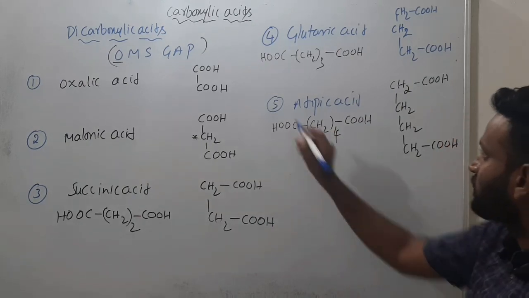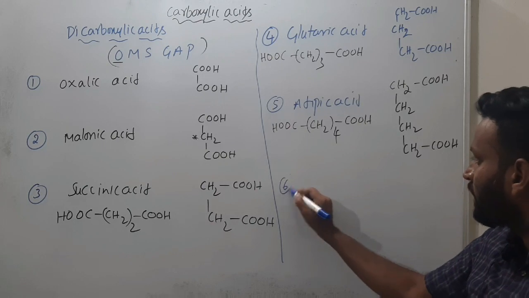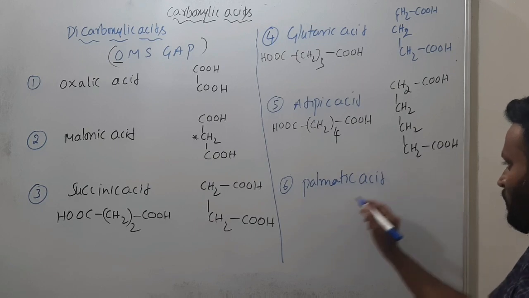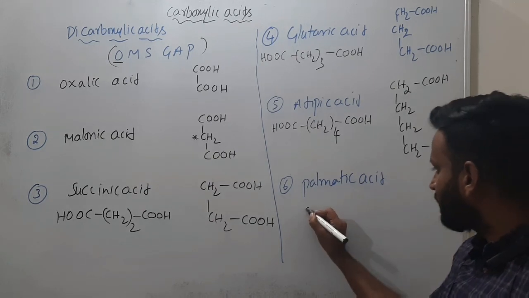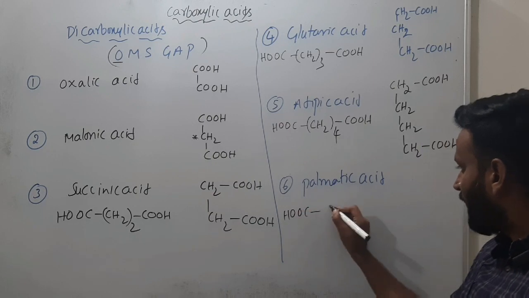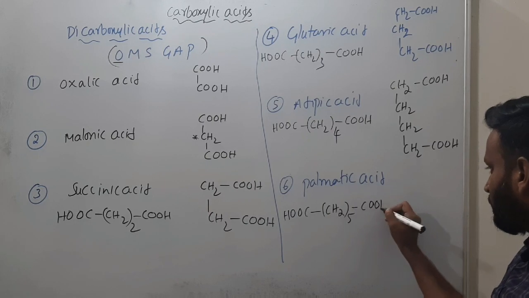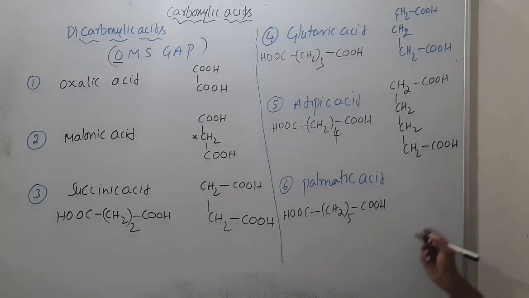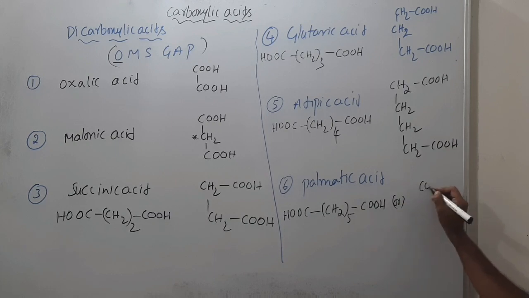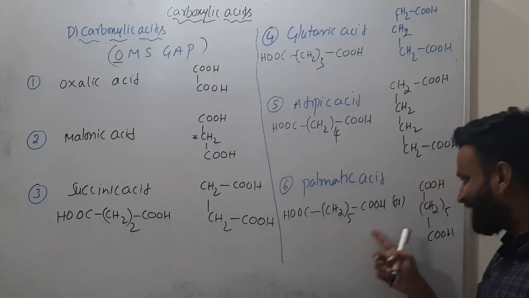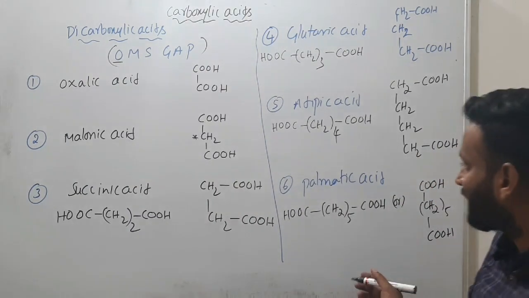Next, the sixth one, the most important. The sixth one is pimelic acid. I have no need to write it, I think, but still I will write COOH, CH2 five times, and COOH. In this manner you can write, or else like this: COOH, CH2 five times, COOH. You will laugh actually, because this is a horizontal and this is a vertical manner. So that's it, I have written.